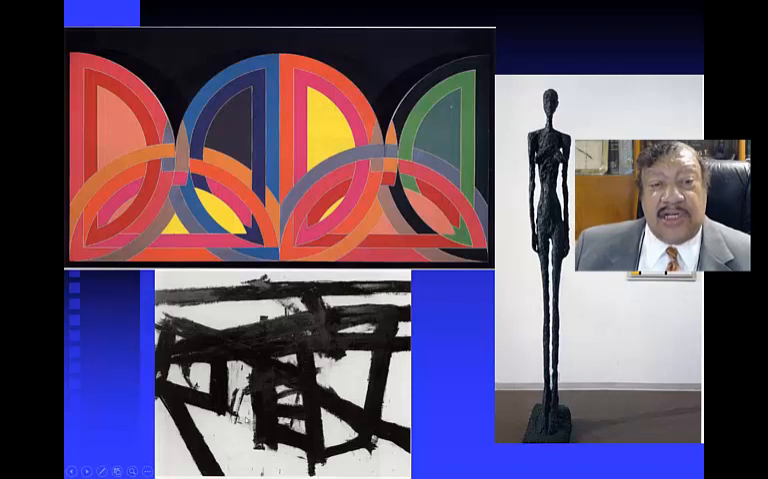And then we have Franz Kline. Later on, we're going to talk about positive and negative space. But wherever Kline put a black shape, he created a white shape. So we have positive and negative space.